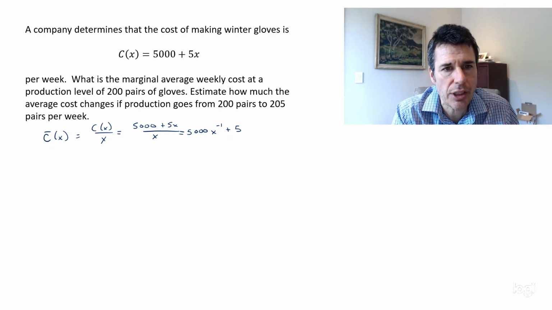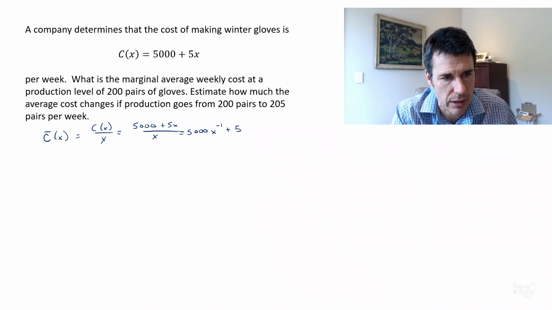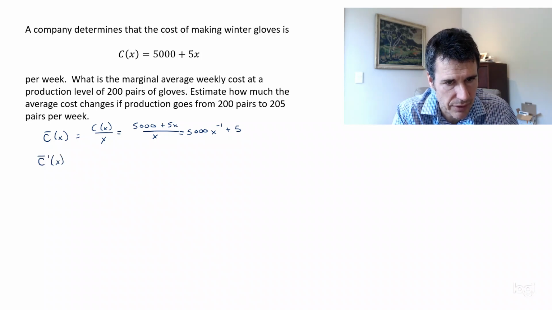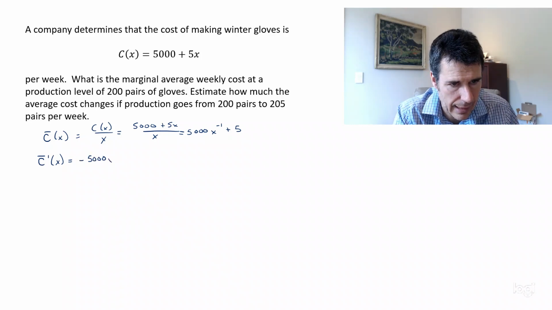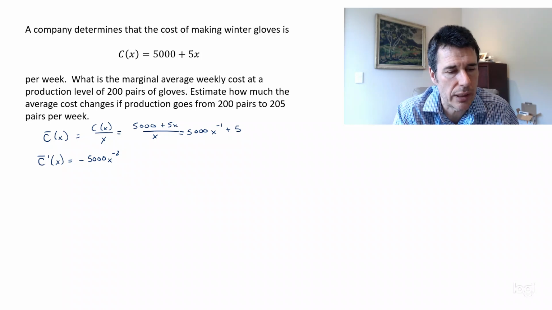The equation for the marginal average weekly cost is C bar prime, the derivative of this function. We bring the exponent down: negative 5,000 X to the minus 2 plus 0. So this is our marginal average weekly cost.